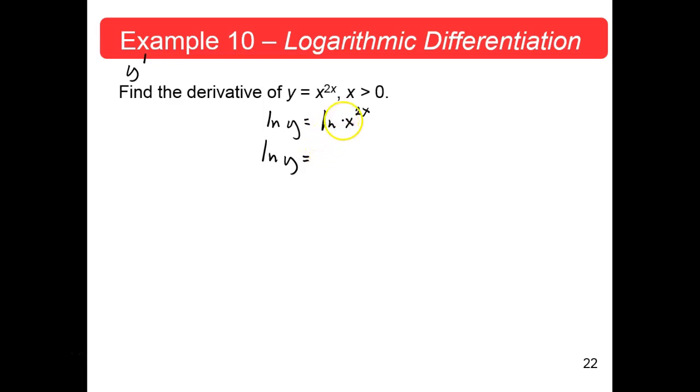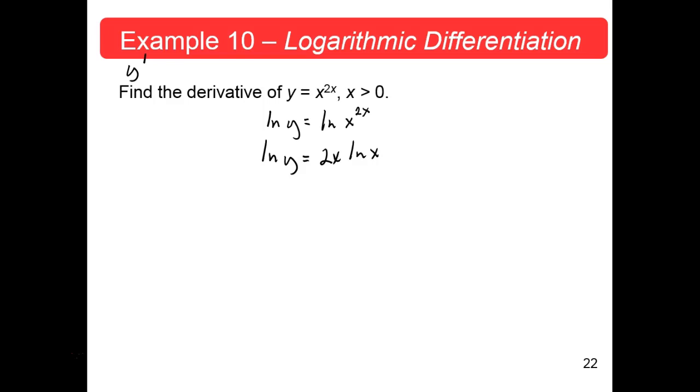Anyone want to make a stab? 2x times the log of x. Perfect. And now you see why x can't be negative either. Because you can't take the log of a negative number. You can't take the log of 0. But we already eliminated 0, so that's why x has to be greater than 0 for this problem to work. If that wasn't the case, hang it up, you can't take the derivative. Okay? So, anyway, we've done that.